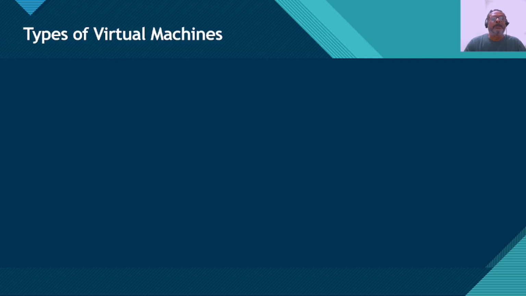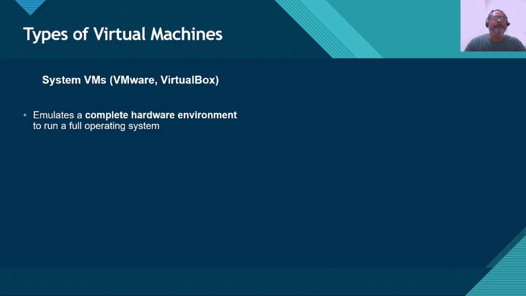Now looking at the types of virtual machines, we have basically two types of virtual machines. One is what we call a system virtual machine. The examples used were VMware and VirtualBox and all that.